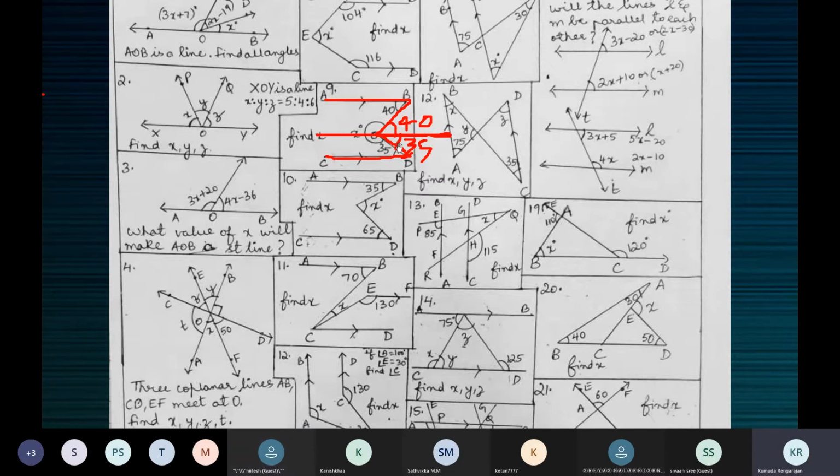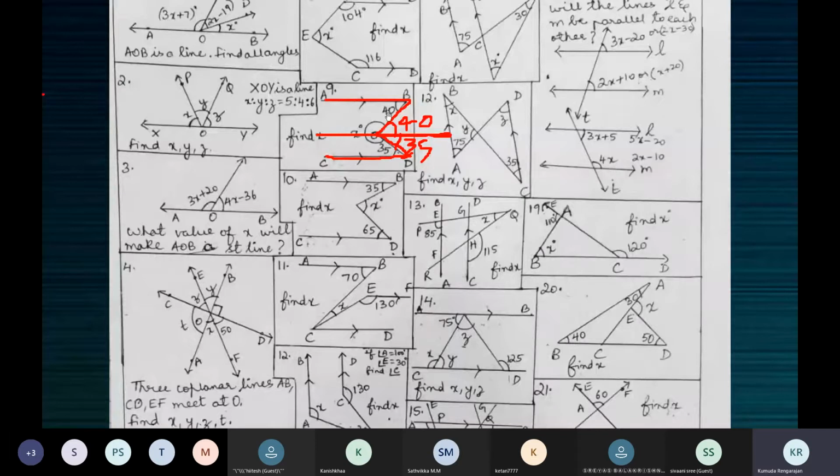40 plus 35 is 75. So x will be equal to 360 minus 75, because 75 and x make a complete angle. X and 75 together make a complete angle. See here, x. From here to here is x. Or you can write x plus 40 plus 35 is equal to 360. You can also do that.